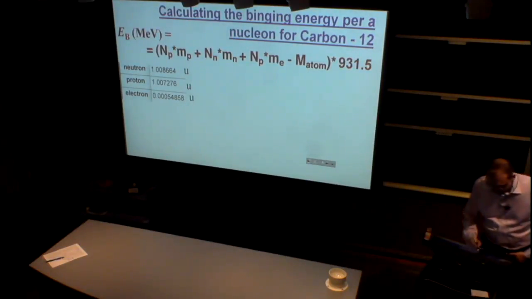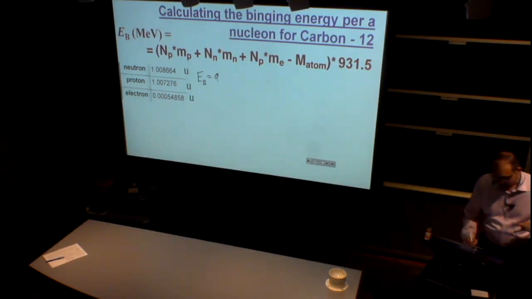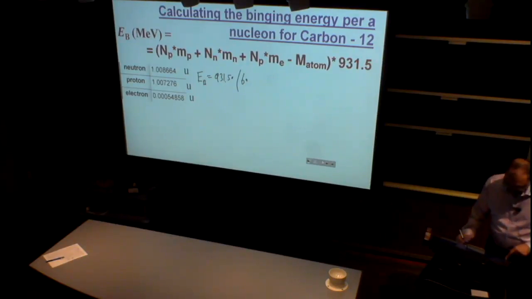So if we want to calculate binding energy, we know that the order of multiplication doesn't matter, so we can start from a coefficient 931.5 times 6. Actually, it's going to be 6 and 6 and 6, correct? So 6 will be a common factor. 6 protons, 6 neutrons, 6 electrons. So what I want to do is add them all together.